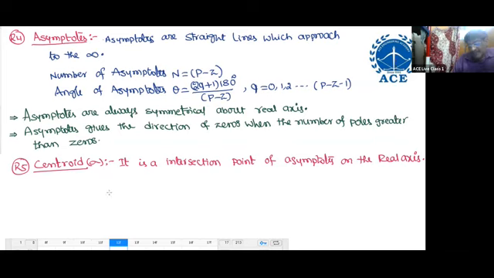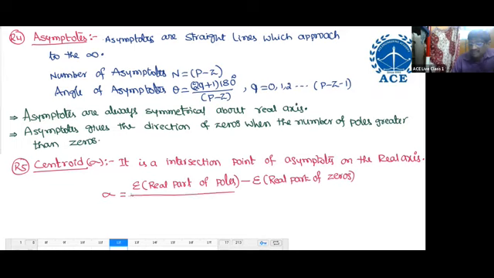What is the centroid formula? Sigma equal to sum of real part of poles minus sum of real part of zeros, divided by P minus Z. Centroid may be located anywhere on the real axis.